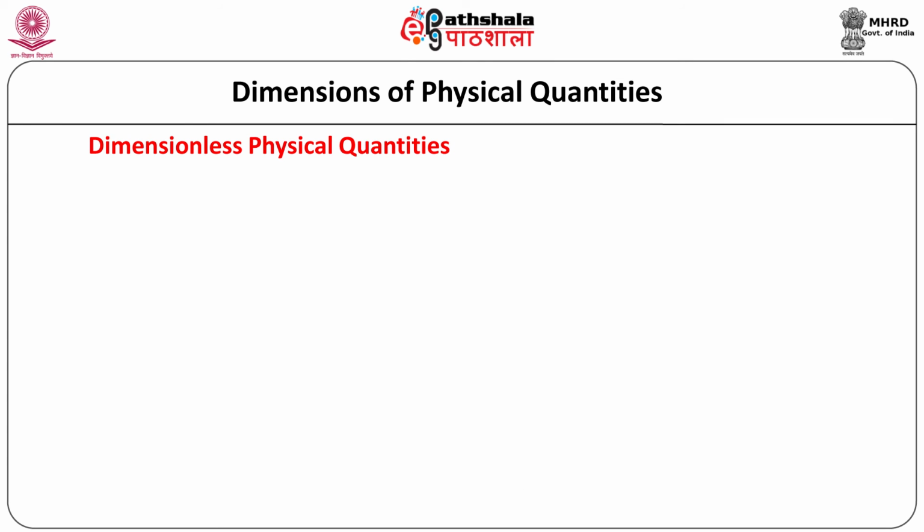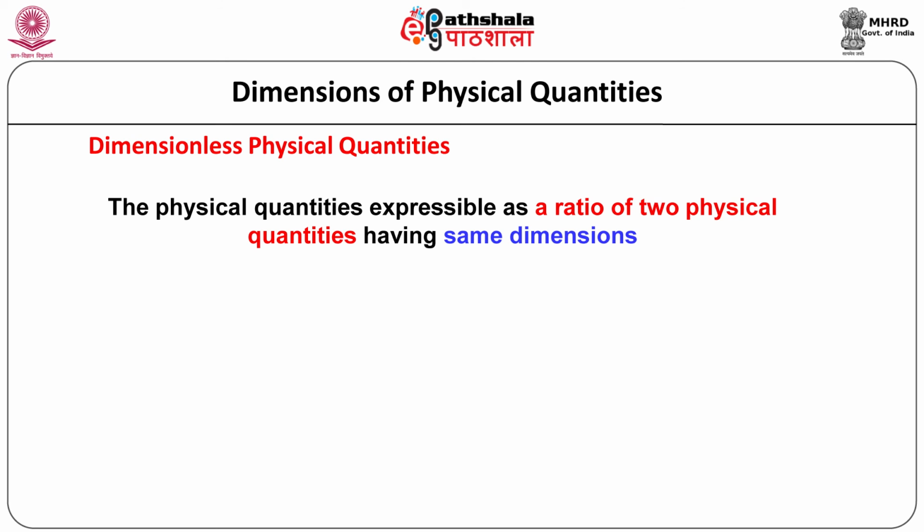Dimensions of physical quantities can be 0. Can it be? Is it true? The answer is yes. The physical quantities expressible as a ratio of two physical quantities having the same dimensions will have this property and are known as dimensionless physical quantities.